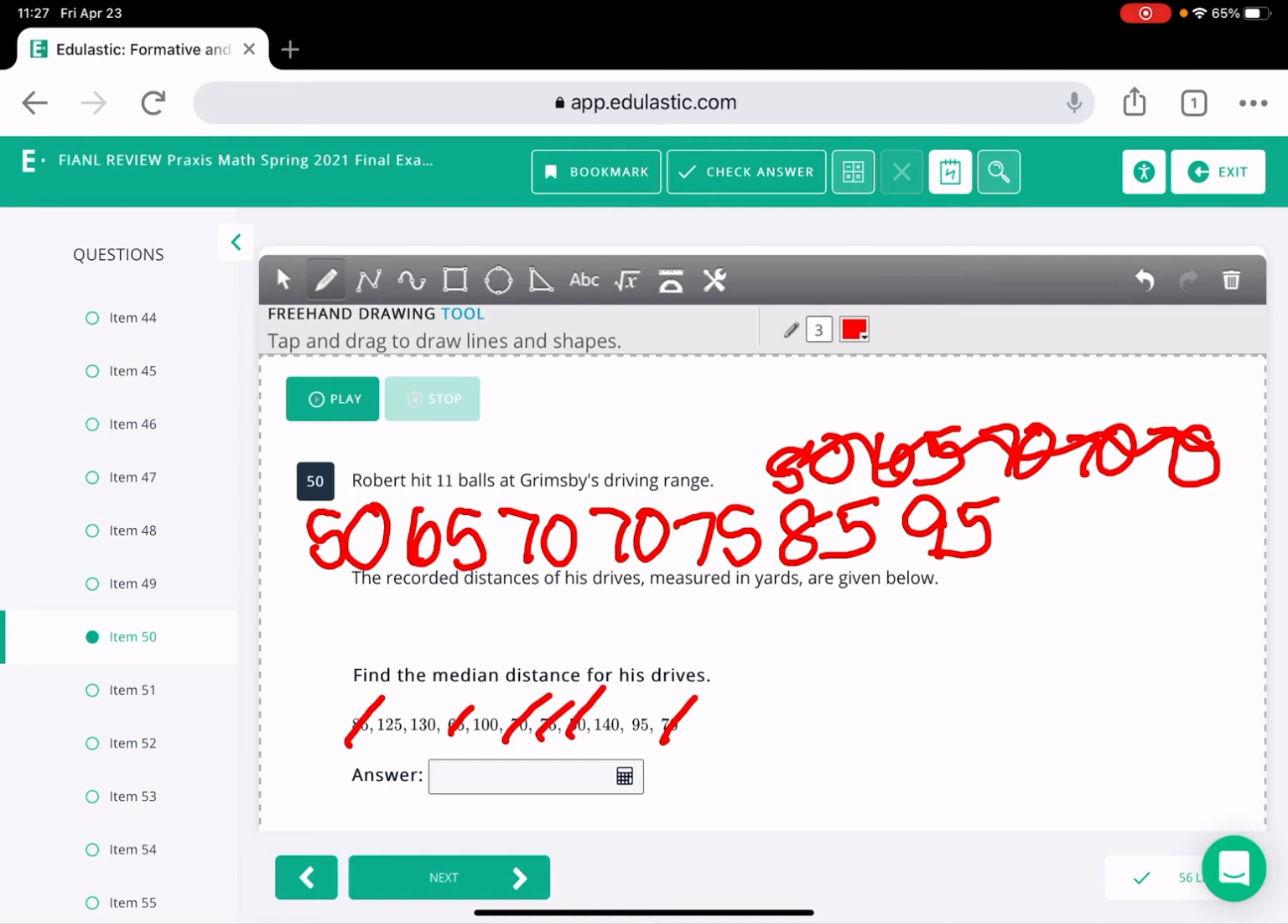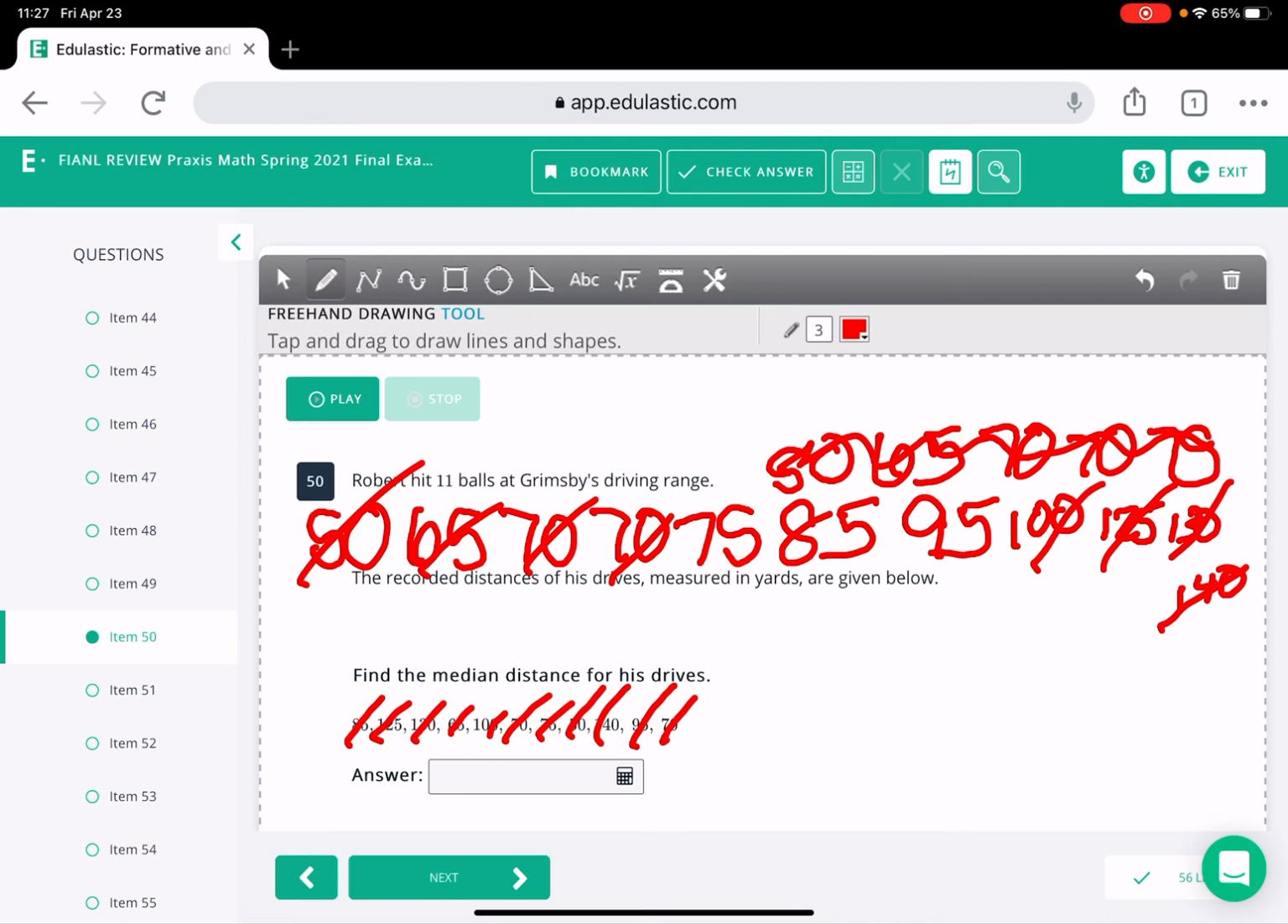95, then 100, 125, 130, and 140. Okay, so I got them all. Now I'm just going to cross off until I get to the middle. 1, 1, 2, 2, 3, 3, 4, 4, 5, 5. 85 is the middle.